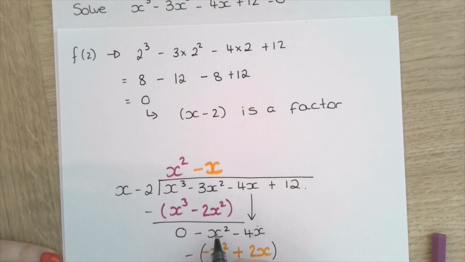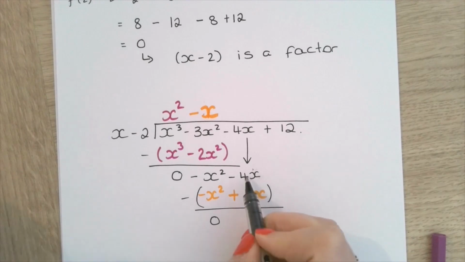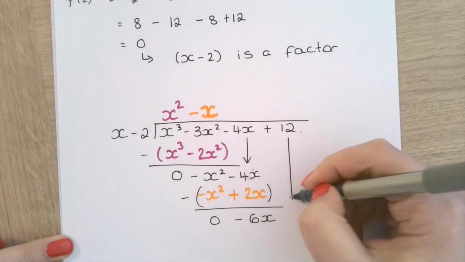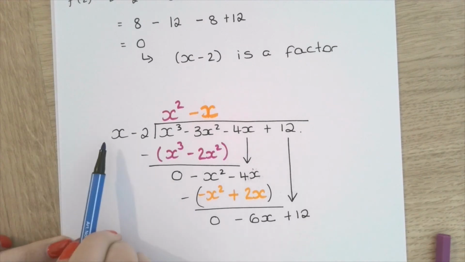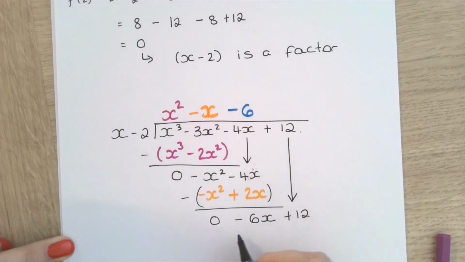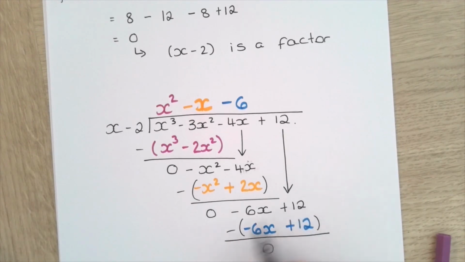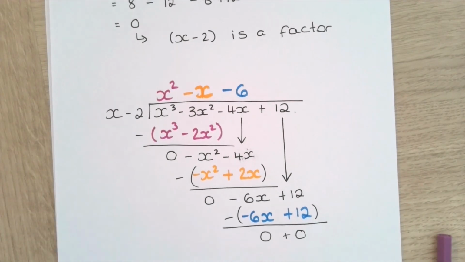Subtract that. -x squared take away -x squared is going to get me 0. -4x take away 2x is going to leave me with -6x. Bring down that final term. Negative 6x divided by x is negative 6. Negative 6 times x is negative 6x, and negative 6 times negative 2 is plus 12. Subtract that, and I'm left with 0 and 0. Nice. Just confirms that there is a factor there of x minus 2.